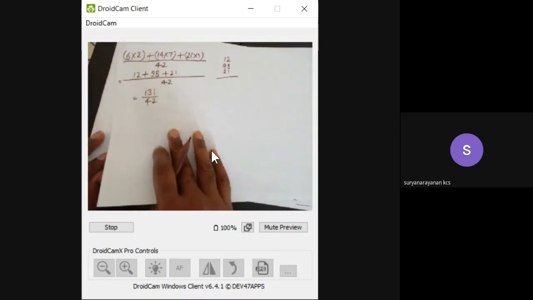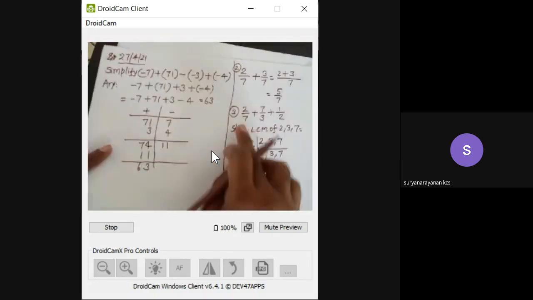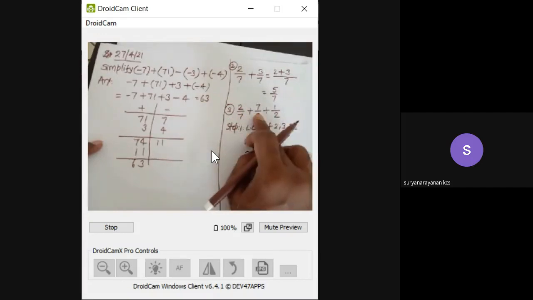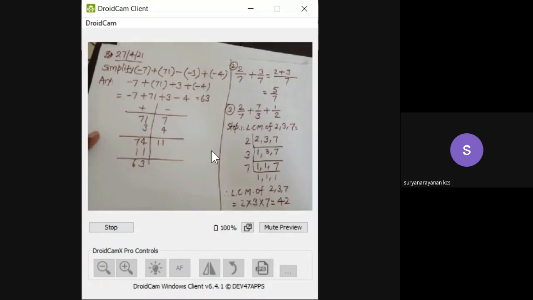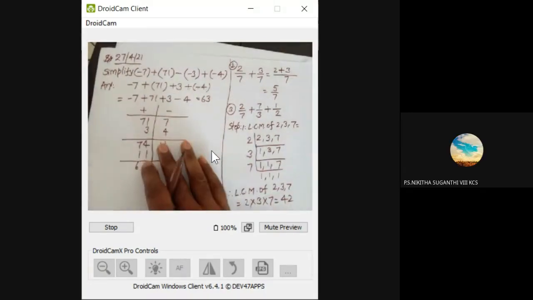Got this point, my children? In this PA1 examination, this kind of questions also will be asked. Find the value of, or simplify, or find the value of.